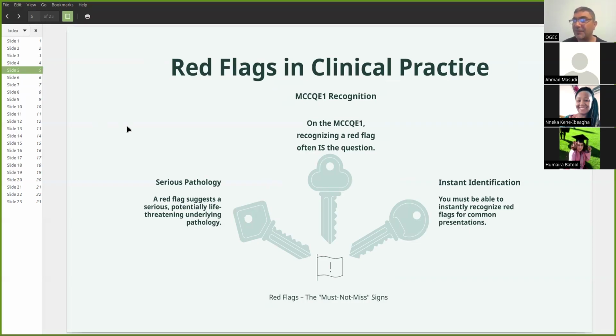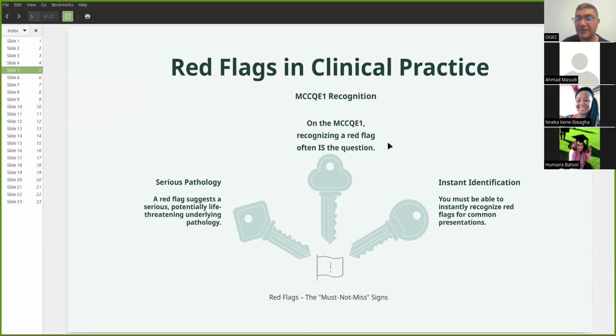So these are the red flags. What's a red flag? A red flag is a medical or a clinical finding that requires immediate action, or it raises a concern about a serious or life-threatening condition.